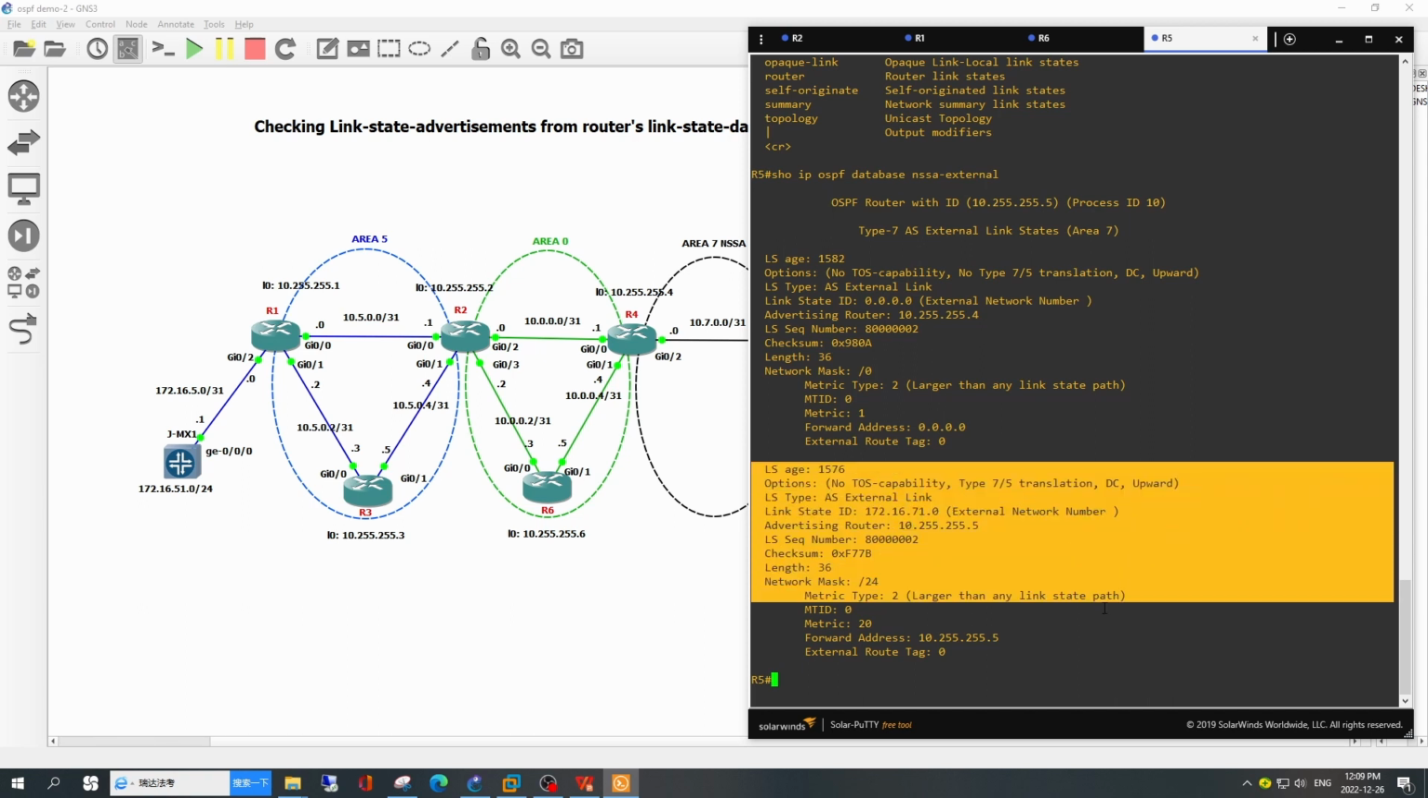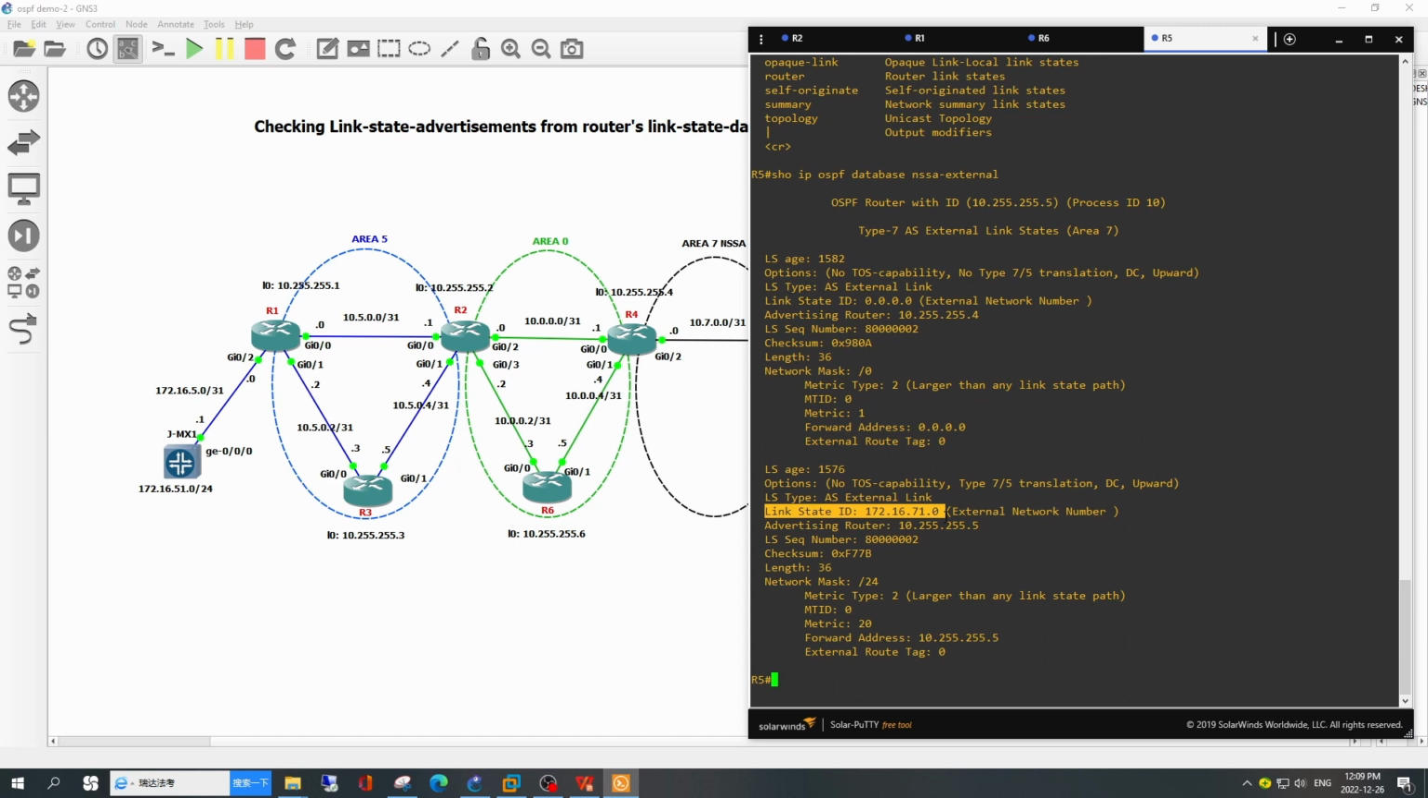Take a look at the second one. Okay. Type 7, the format is pretty much like the type 5, but just called type 7. You can take a look. So link state ID and advertising router is here. The ID is the external network ID. Forwarding address and the advertising router are the same here. Okay, just listed here. So this is all I show you, how in the system router you check the link state advertisements in the link state database. This is very useful in OSPF troubleshooting.